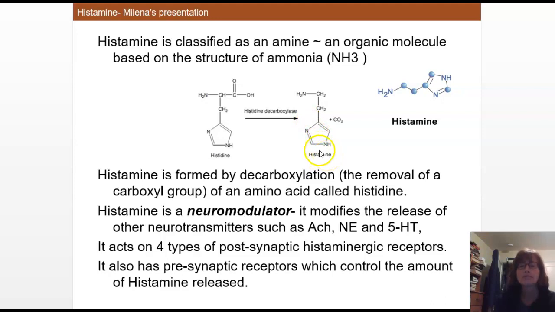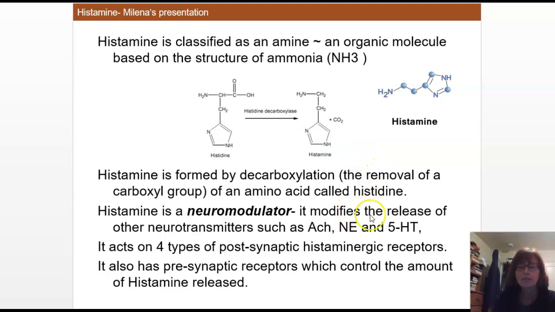Now, this histamine is going to be found in a lot of places, and there's brain histamine, and then there's histamine we'll see in the body. So when we look at histamine, we're looking at it at first as a neuromodulator. So we're going to look at it a little bit in the brain and what it does.